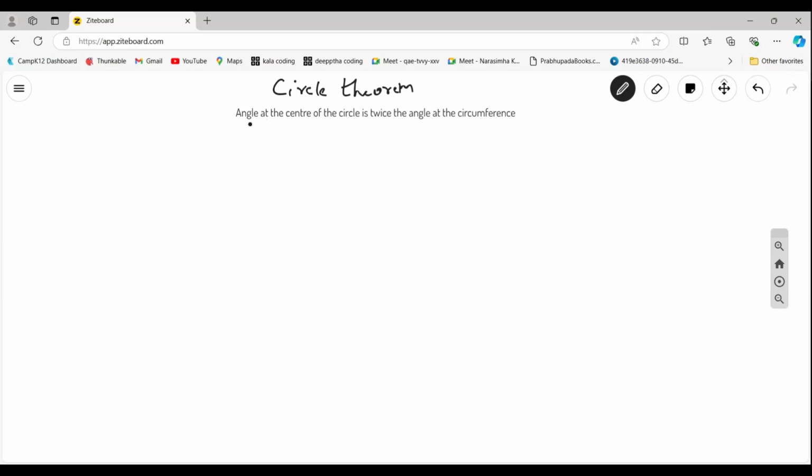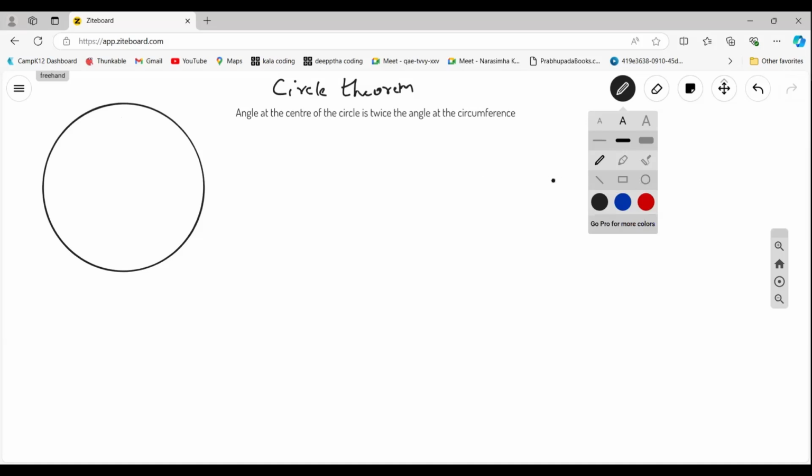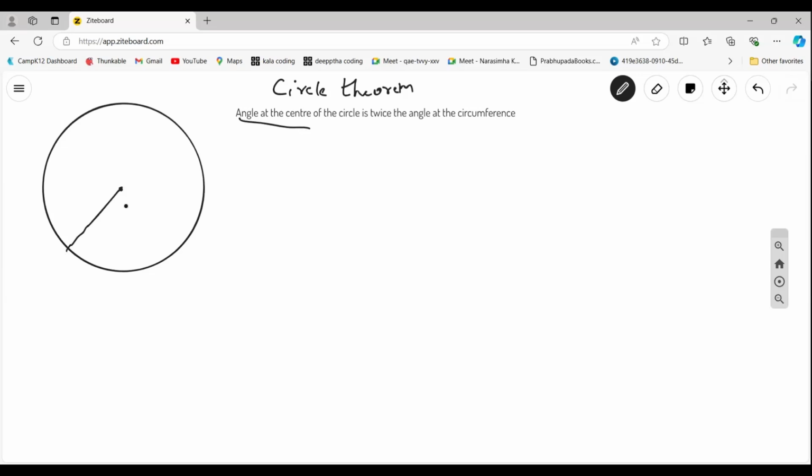Okay, so this theorem statement says the angle at the center of the circle is twice the angle at the circumference. The first step is to draw the diagram. We have a circle, and the theorem statement says we need a center. So we take a center, and it says next the angle at the center. I'm going to draw two radii, and this AB is an arc. The curved part AB is called an arc. The center we name as O.